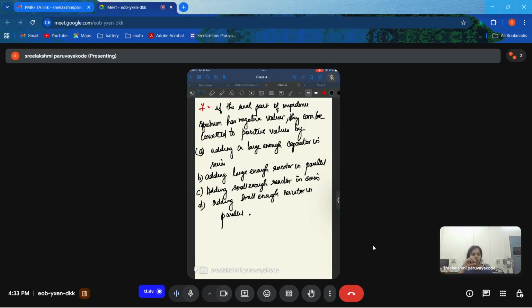So, the real part is negative. In order to overcome that, what we have to do, as it was directly given before, is add a resistor in parallel so as to shift the entire thing to positive. Okay. So, yeah, option B.